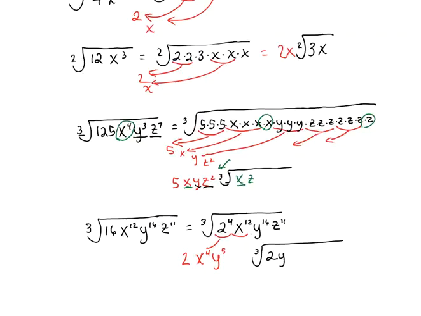And then finally, we took care of the y's, we have z. 3 goes into 11 3 times, so we're going to have z to the 3rd on the outside. That's 9. We're going to have a couple of z's left over on the inside. So there we go. That would be the final answer.